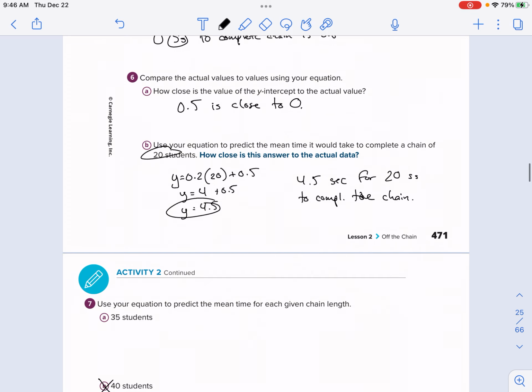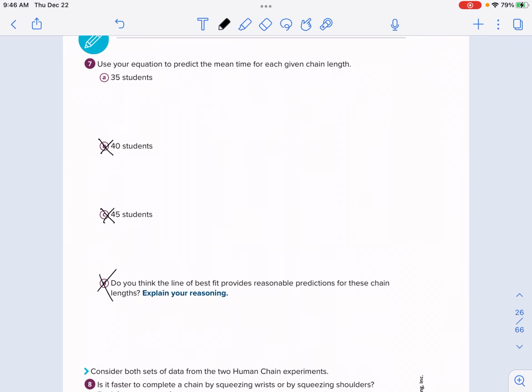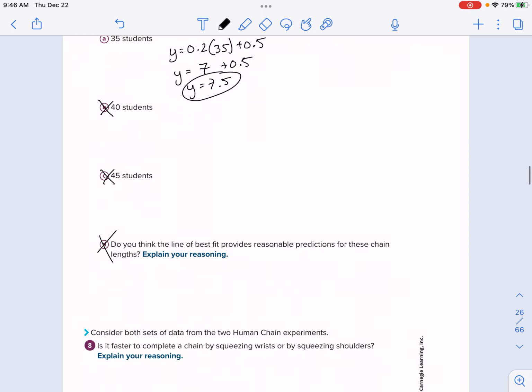And then moving on to continuing activity 2, we're going to use this, but predict for one more value of 35. So y equals 0.2 times 35 plus a half. This would be 0.2 times 35. You can use your calculator, but that's 7. And 7 plus a half is 7.5. So 7.5 seconds to complete a chain of 35 students.